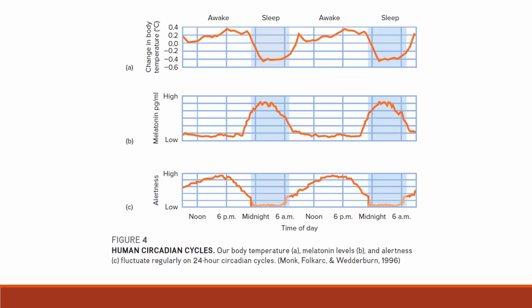Okay, so here are some changes in the human body within our 24-hour cycle. As you can see, when the person is awake, there's a higher tendency to have a higher temperature, while this temperature decreases whenever we are asleep. And as you notice, more melatonin is secreted when we are asleep. Okay, there's a higher amount of melatonin whenever we are sleeping. And obviously, alertness would be higher whenever we are awake, and it drops down when we are asleep. Okay, so those are the body temperature, melatonin levels, and alertness that fluctuate on a 24-hour circadian cycle.